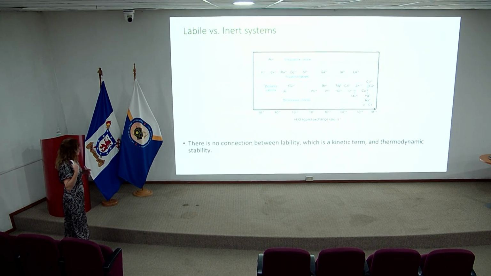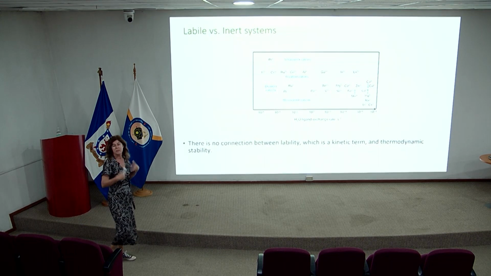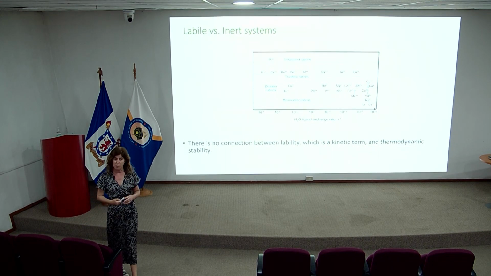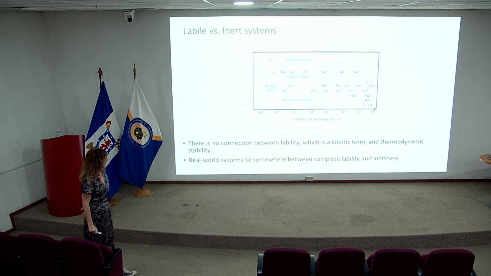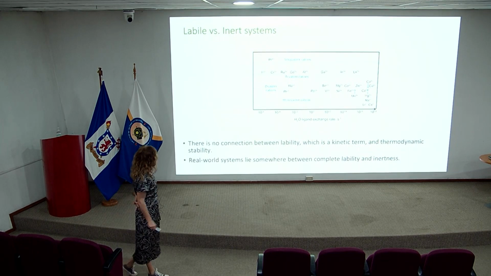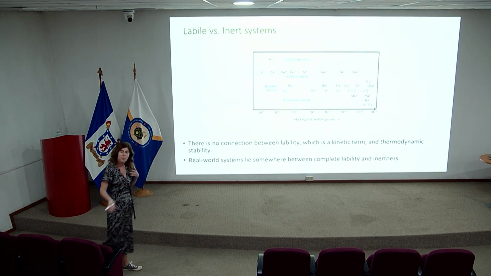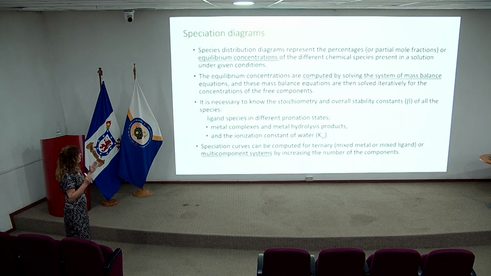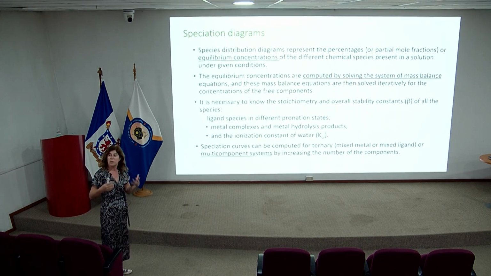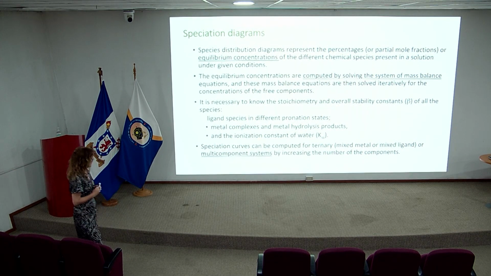It is important to keep in mind that lability is a kinetic property and there is no connection with thermodynamic stability. And typically, in real-world systems, we have an intermediate solution, not complete lability and not complete inertness. So I will show you a few systems and some speciation diagrams. How do we get these speciation diagrams?